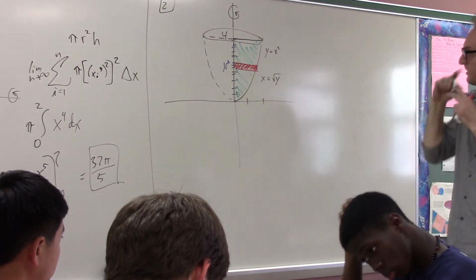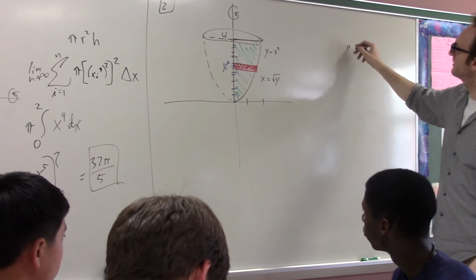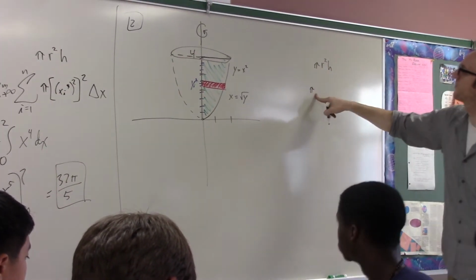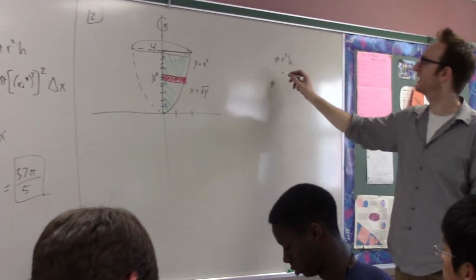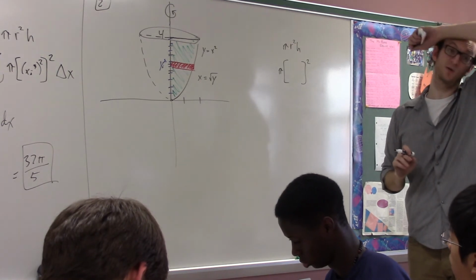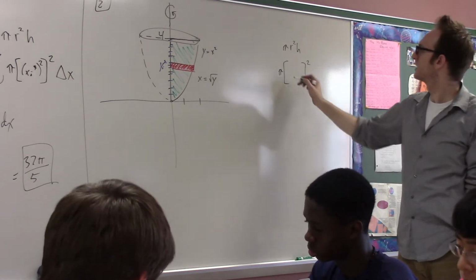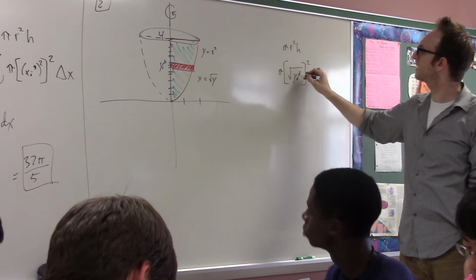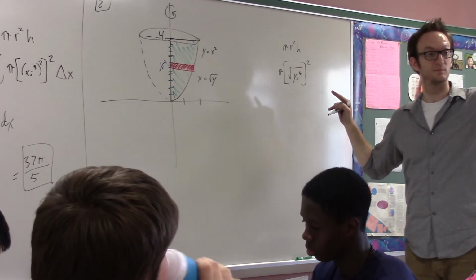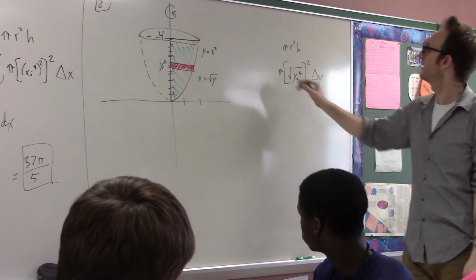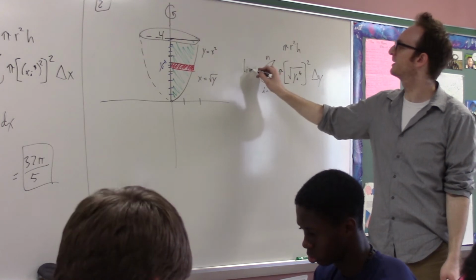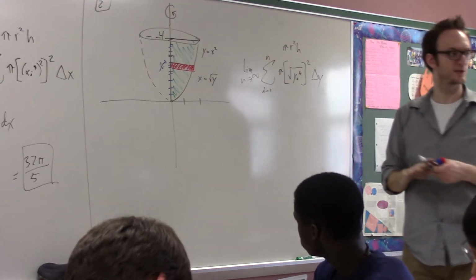The volume of one of these little disks is pi r squared h, so it's pi times the radius squared times the height. What is the radius in general in terms of y? It's root y sub i star. And then what's the height of the disk? It's just delta y. And then what do I do again? I sum them up from i equals 1 to n, and I take the limit as n goes to infinity. So this turns into what integral?